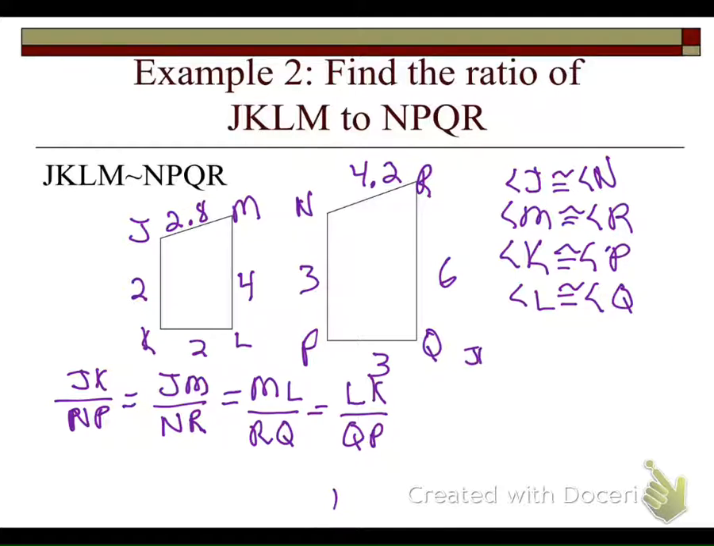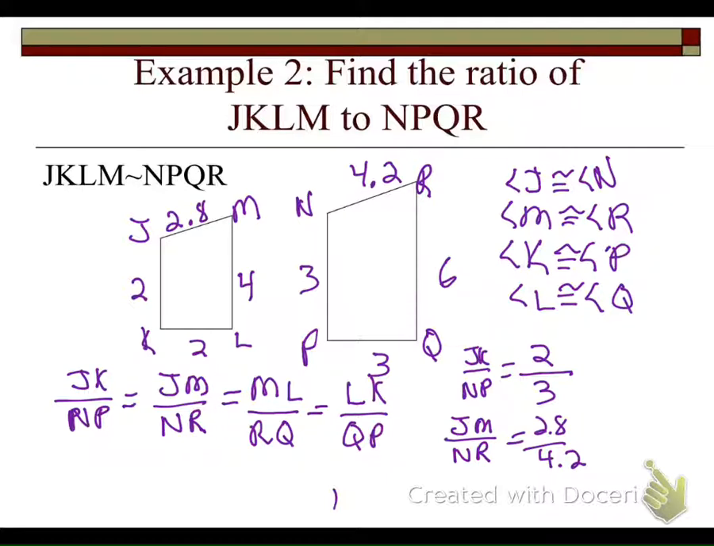We see that we have JK over NP. What's the measurement of JK? Yep, 2 over NP, which is? Can I reduce that any further? No, we're good. JM over NR is 2.8 over 4.2. Okay, can we reduce those?